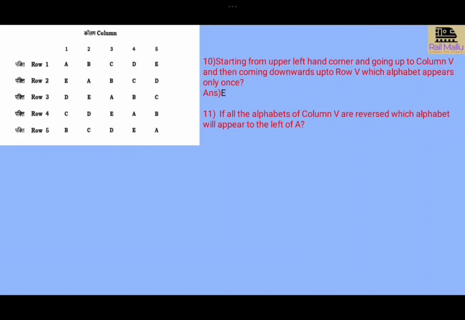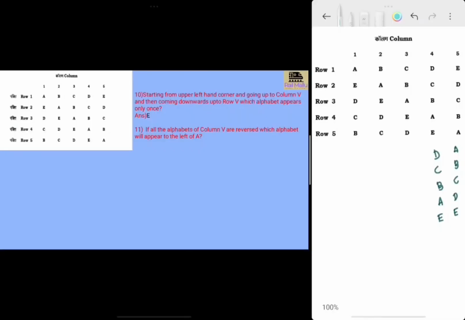Next question is, if all the alphabets of column 5 are reversed, which alphabet will appear to the left of A? Here I have reversed the entire elements, I mean the alphabets which are available in column 5, and I have written the alphabets available in column 4 as such. So the question is, which alphabet will appear to the left of A right now? So answer will be D.